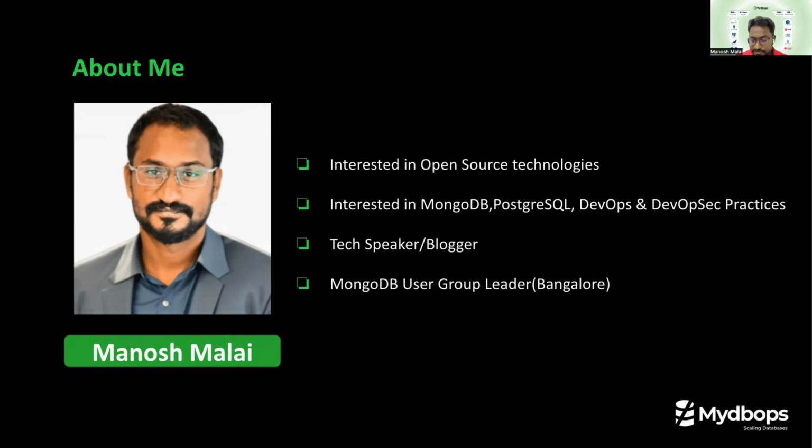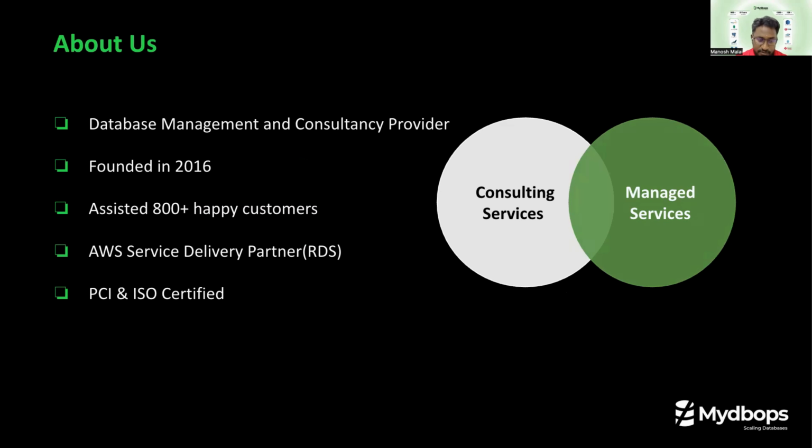Today, I'm excited to share some real-world anti-patterns and architectural lessons that have saved our clients millions in cost, downtime, and performance. Whether you are managing MongoDB on Atlas, EC2, or a hybrid environment, these insights are designed to be directly actionable. About Mydbops: Mydbops is a database management and consulting provider founded in 2016 and assists 800-plus happy customers. We are an AWS service partner, and also a PCI and ISO certified organization.